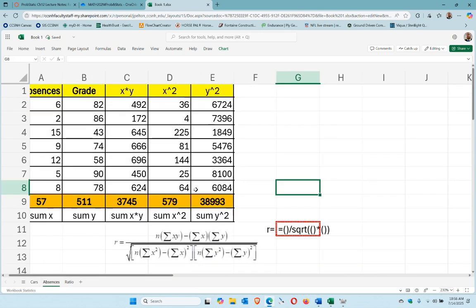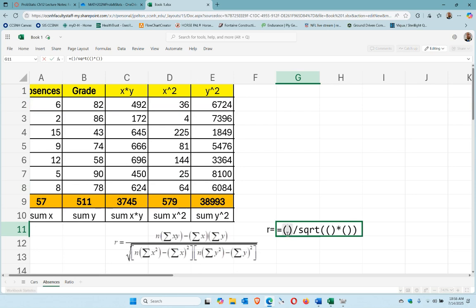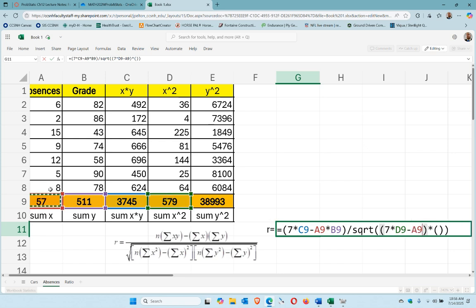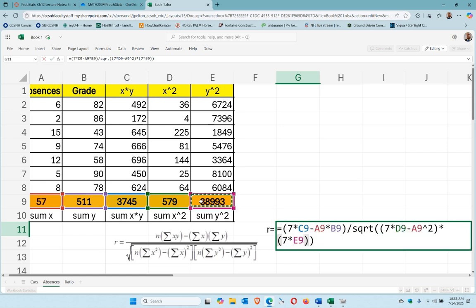Okay. All right, absences. So we go to here. This has 1, 2, 3, 4, 5, 6, 7 data values. So 7 times, and it says x times y, which is this one, minus the x times y, and that covers my numerator. And the denominator, we have the x part and the y part. The x part, again, is 7 times x squared, which is here, minus x to the second. And then the other part is the y, which is 7 times y squared minus y to the second.